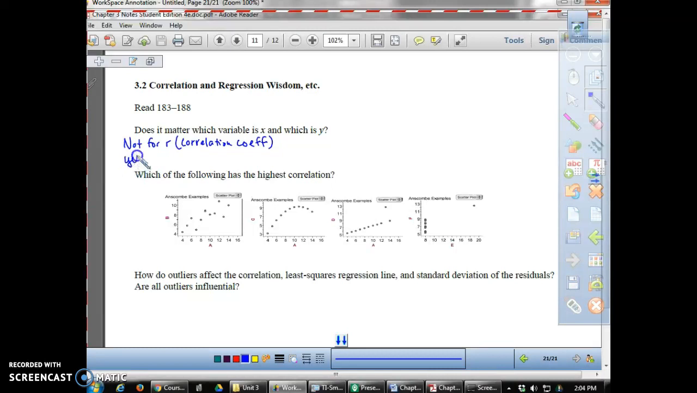So yes, for the least squares regression line, you will get a different model, and that is because you are making a different prediction.